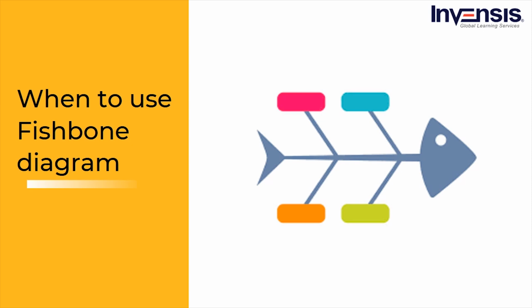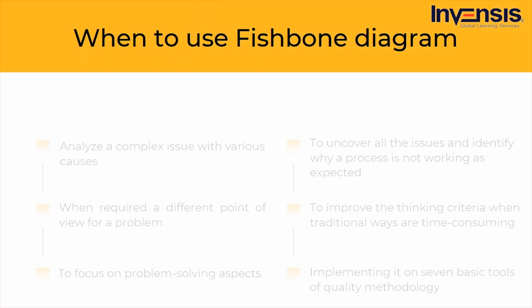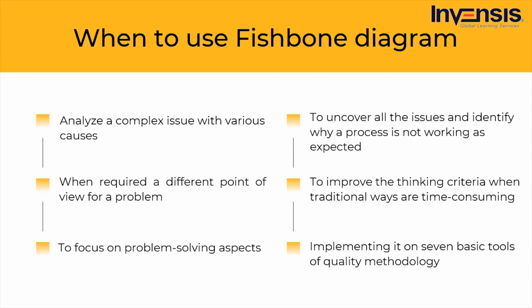Fishbone Diagram was originally developed as a quality control tool. You can find it useful in the following cases. First, to analyze a complex issue with various causes. Next, when a different point of view is required for a problem. Then, to focus on problem-solving aspects. Next, to uncover all the issues and identify why a process is not working as expected. Then, to improve the thinking criteria when traditional ways are time-consuming. Then, implementing it on 7 basic tools of quality methodology.